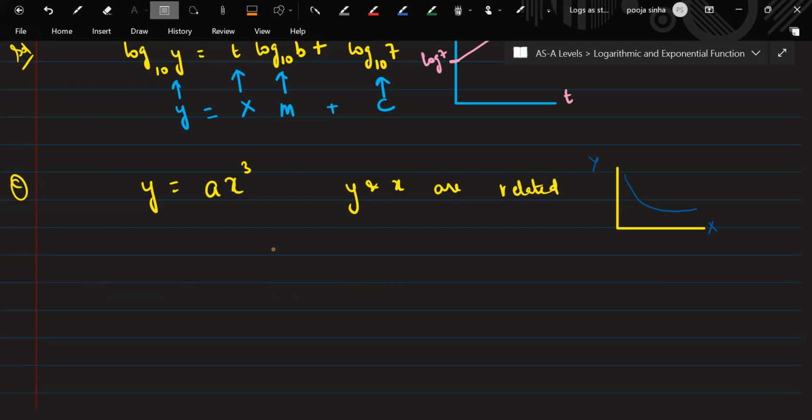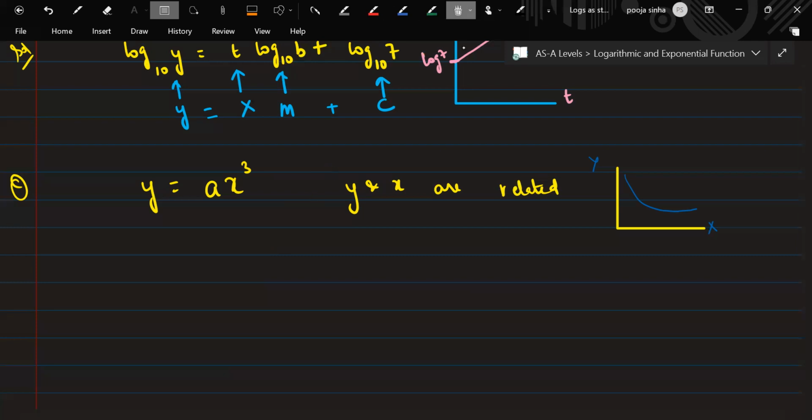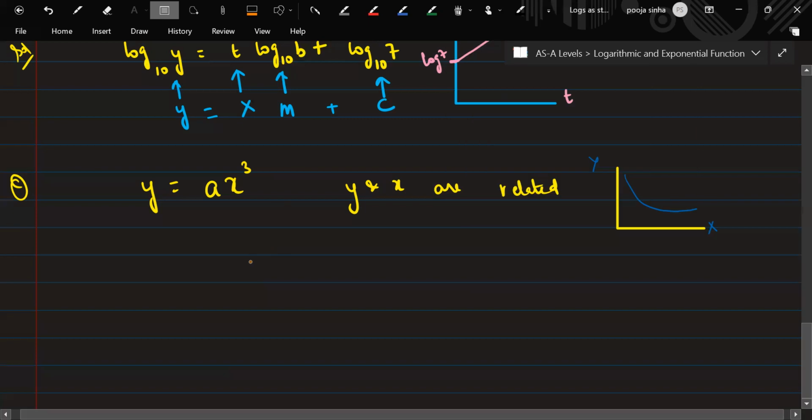M is 3. X is log X. You can tell me the equation first. Log Y is equal to 3 log X plus log A. Perfect. So M is 3 and C is log A.